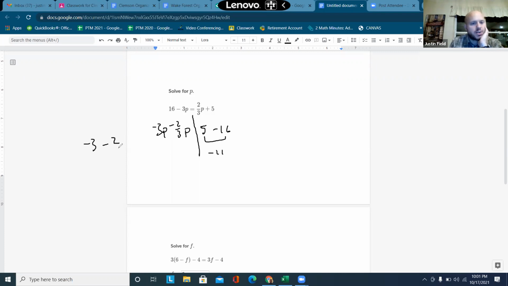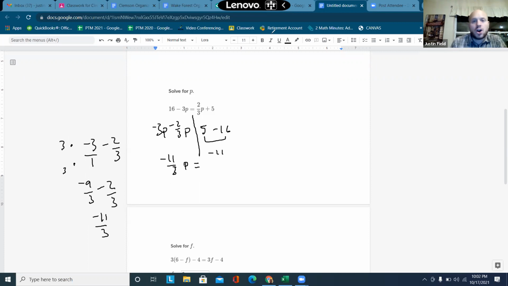Negative 3 minus 2/3. Well, the 3 is not a fraction, but I can write it as a fraction by putting it over 1. Next, I need to get common denominators. All right. So what's the common denominator of 1 and 3? 3. So I need to multiply this by 3. You get negative 9 over 3 minus 2 over 3, negative 11 over 3. There we go. Negative 11 over 3p. Oh, I did this one in the Wake Forest video too.